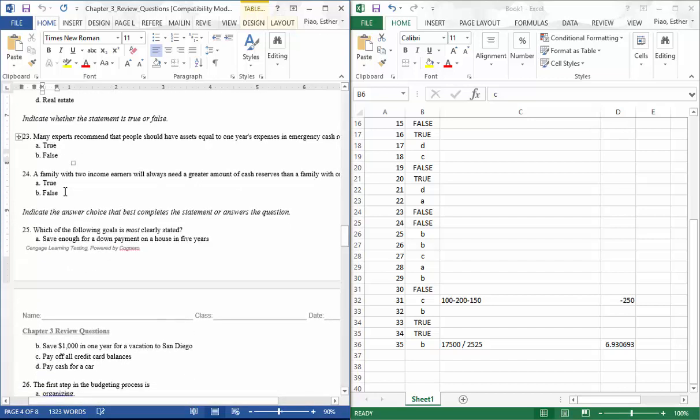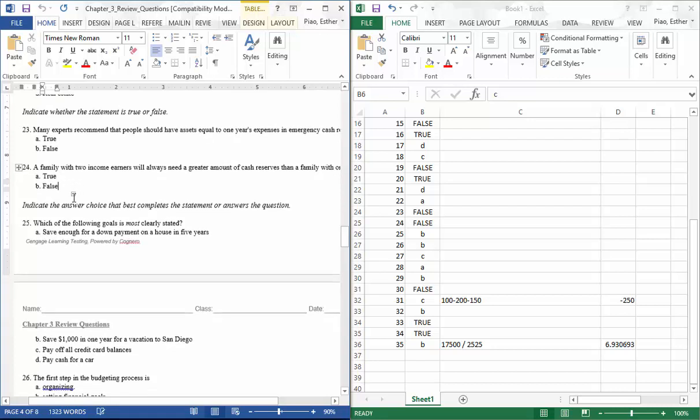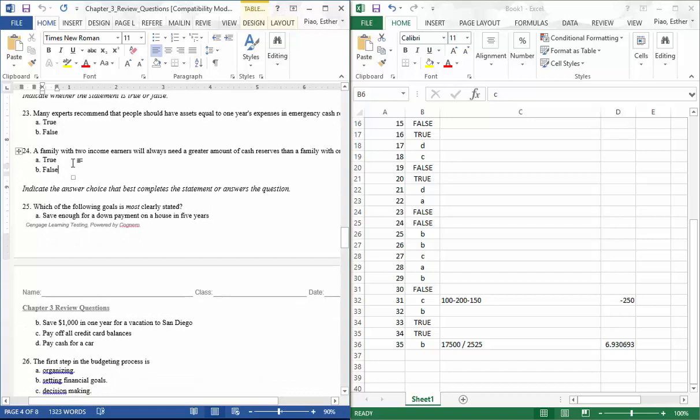Number 24 is a kind of goofy question. It's not necessarily true. It's a false statement. It's not a very good question, but if someone asks me to answer, this probably is not true. Therefore, I chose false.